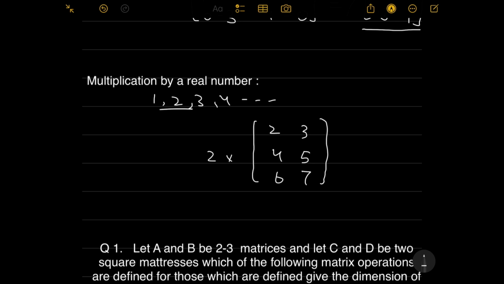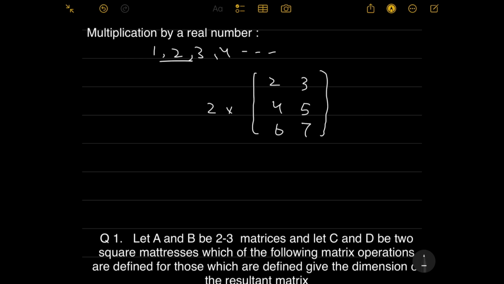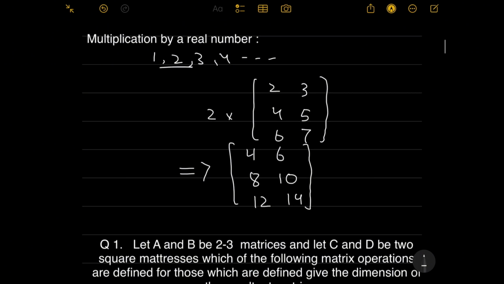Just multiply it with all the elements of this matrix. So it would become 2 into 2 is 4, 2 into 3 is 6, 2 into 4 is 8, 2 into 5 is 10, and similarly 2 into 6 is 12, and 2 into 7 is 14. So simple multiplication, it's very easy. You must remember these concepts in order to understand all the questions of the exercise. So let's enter the exercise.